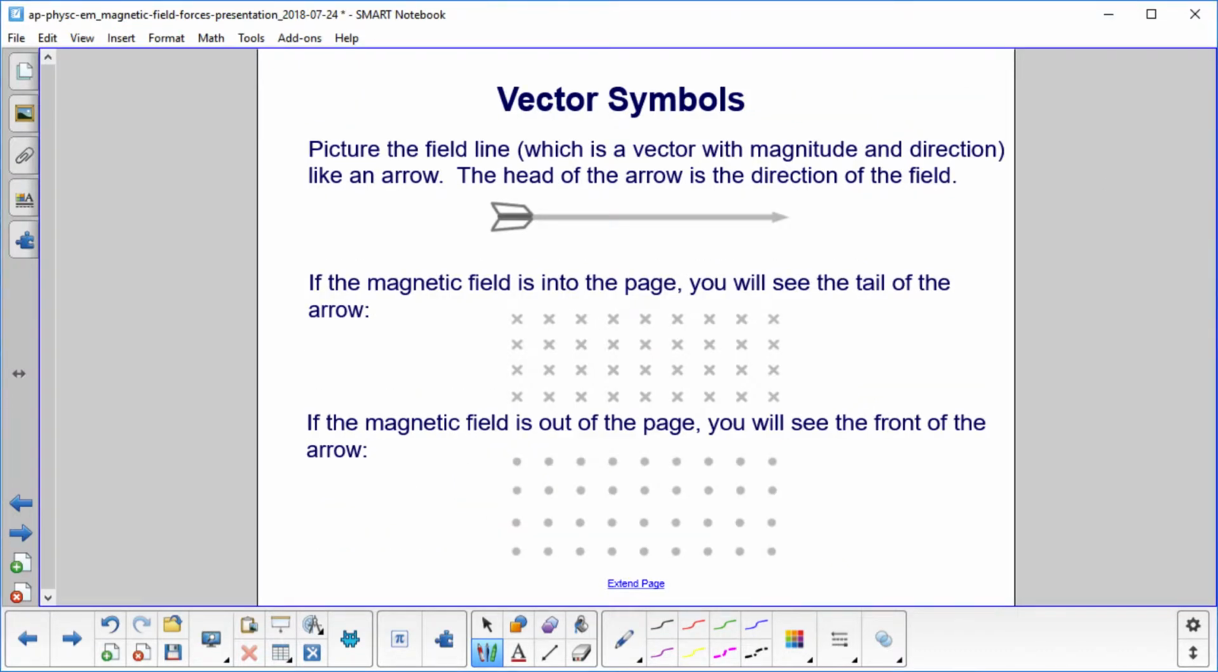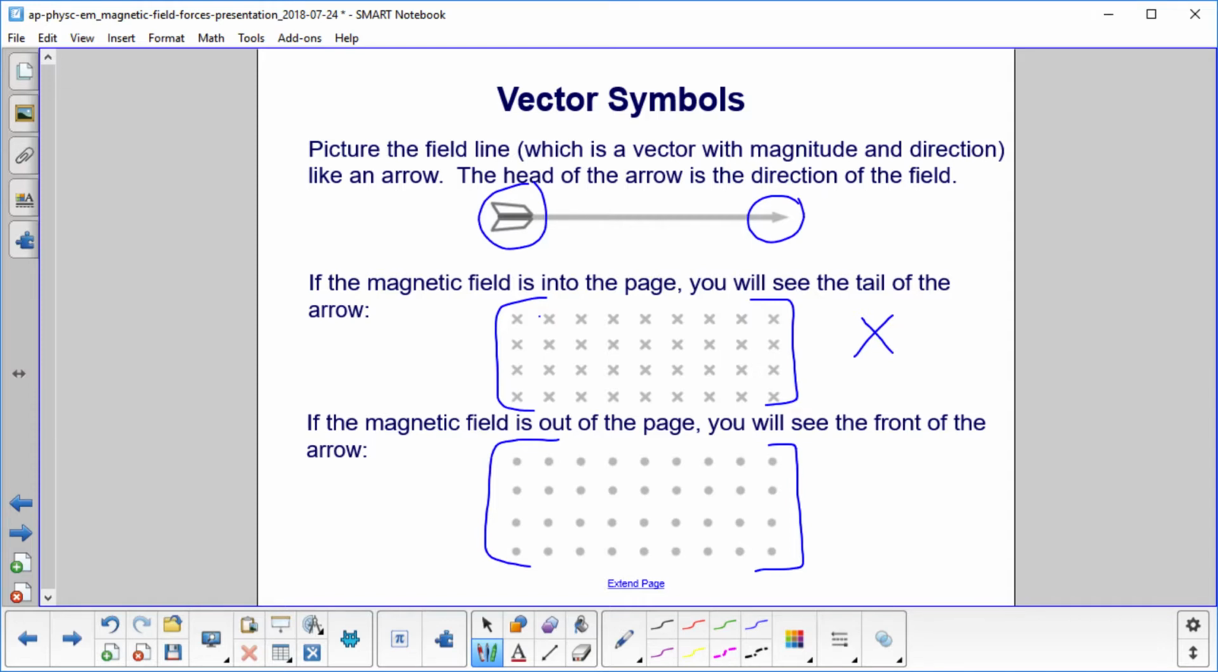This is the standard convention. Picture the magnetic field line, which is a vector with magnitude and direction, like an arrow. The head of the arrow is the direction of the field, and the tail here would be where the field's coming from. So if the magnetic field is into the page, you'll see the tail of the arrow. And the arrow, that's kind of the fletching of the arrow stuff in the back, so that looks like an X. So when you see this, this is a magnetic field into the page. And actually, if you want to do electric fields, you can also say that's an electric field into the page. It works. If the magnetic field is out of the page, you see the front of the arrow, which looks like a dot. So you put a whole bunch of dots together and you have a magnetic field coming out of the page.